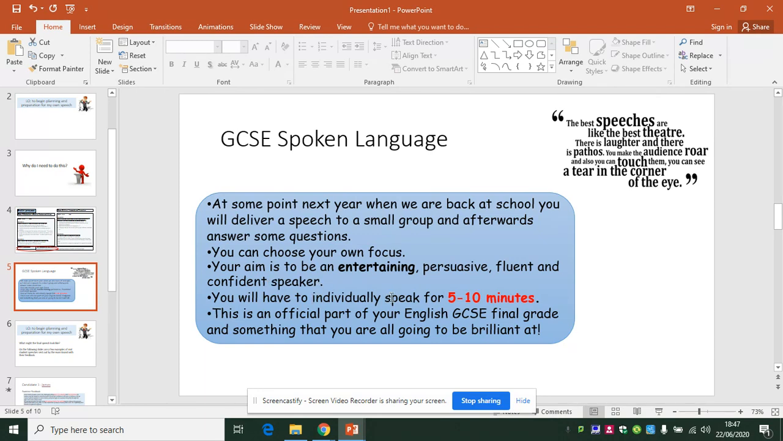You will individually speak for between 5 and 10 minutes, which sounds like a lot, but it goes really quickly. Usually at this stage, people write their speech and then practice it and realise it's actually 15 minutes long and they've got to cut it down. Just to say again, it's an official part of your English GCSE final grade, and it's something that you'll all be really good at. People get quite nervous about it, but when it's done, they're really proud of themselves that they've done it.